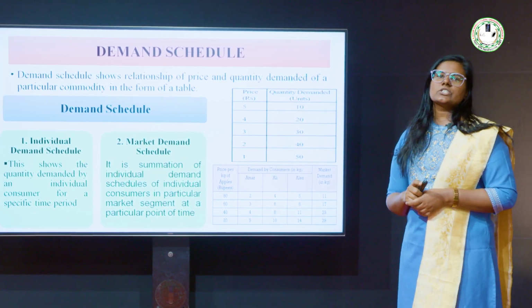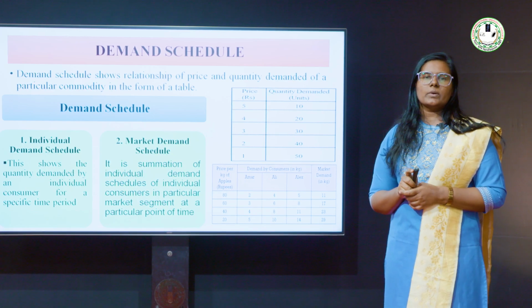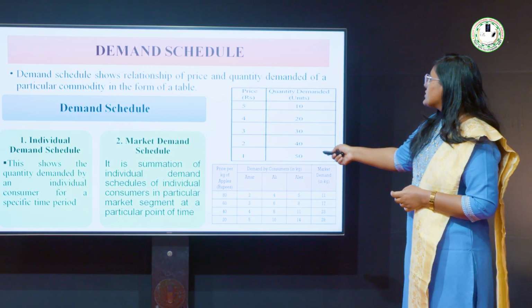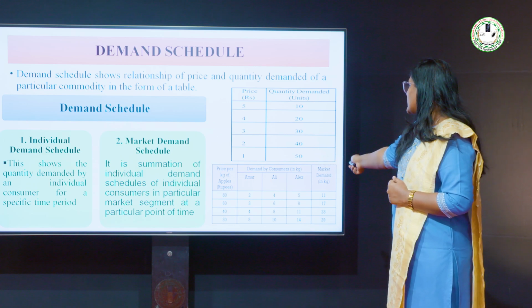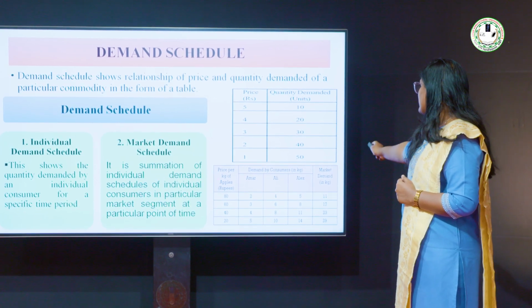And the market demand schedule, it is the summation of individual demand schedules of individual consumers in a particular market segment at a particular point of time. Here the second graph is of market demand schedule. Here there are for example three different consumers, Amar, Ali and Alex, and their cumulative is the market demand.